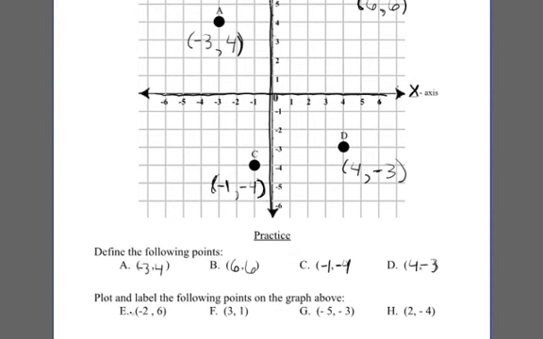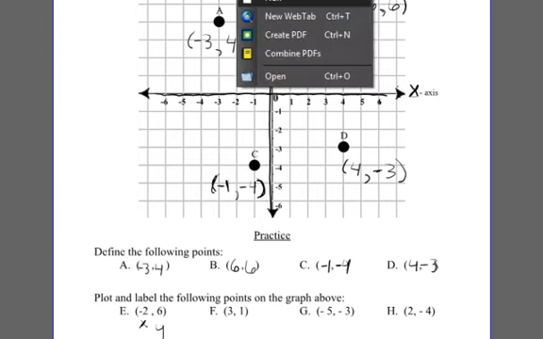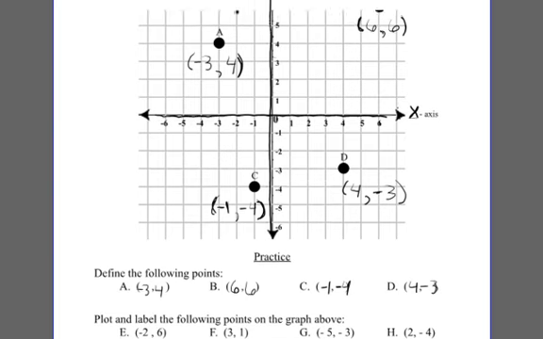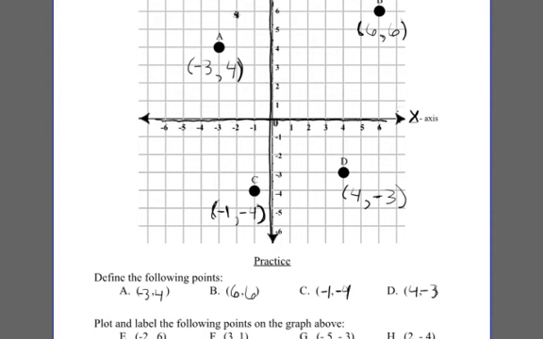Now we want to be able to plot some points. So now we have -2, 6. We want to plot this. So we have to find the x coordinate and then the y coordinate. So the x-coordinate is -2, so we go over to -2. And then our y is 6, so 6 is right here. I can scroll up a little bit. It's going to be right here. -2, 6. Okay?